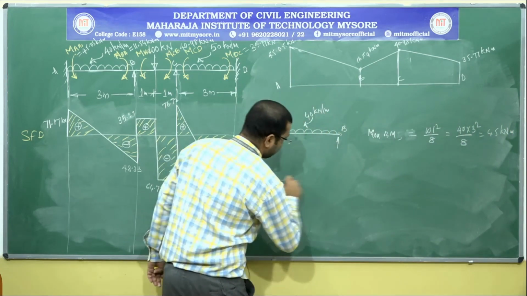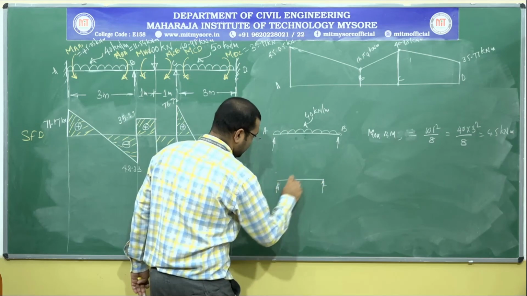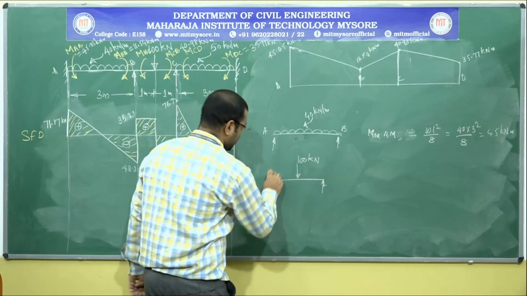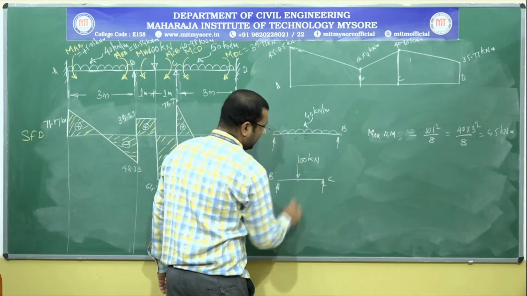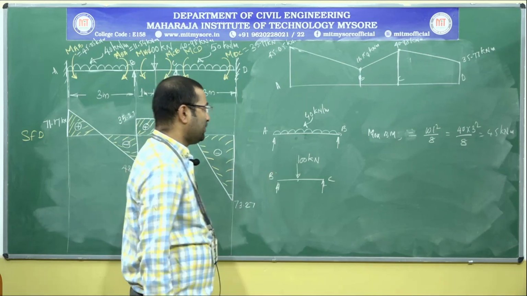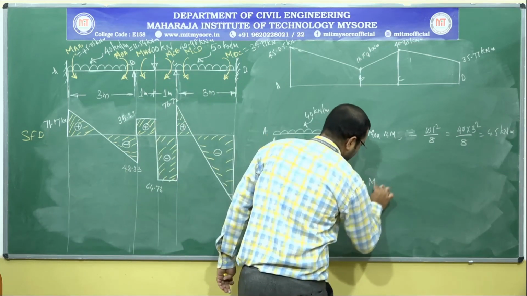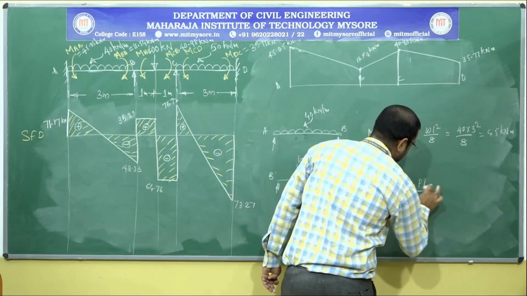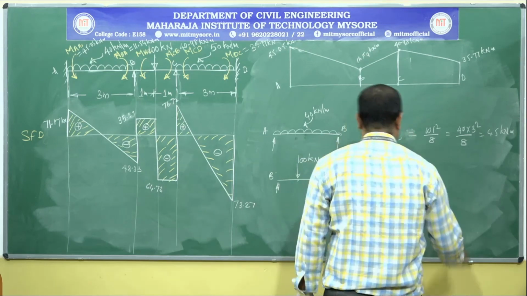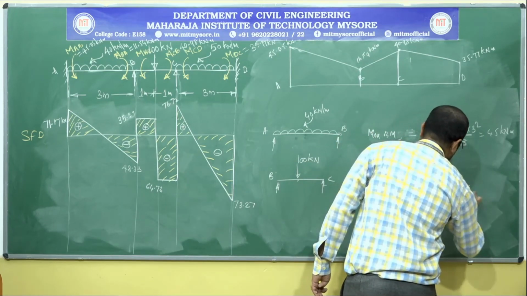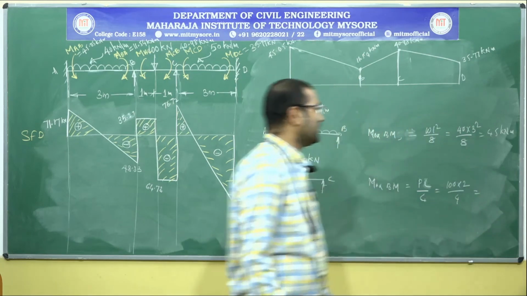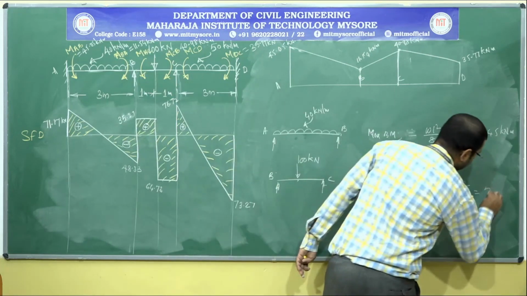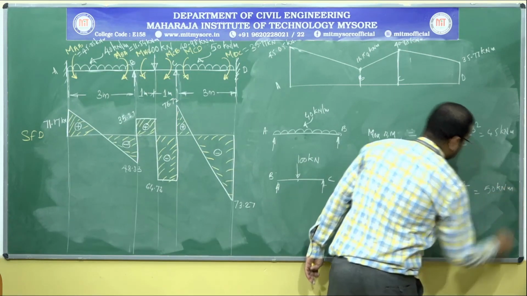Similarly, for the second span, if I treat both the ends as simply supported, for span BC, the maximum bending moment will obviously be under the point load. So if I calculate that maximum bending moment, it is PL by 4. P is nothing but the concentrated load, so it is 100 into L is 2 divided by 4. So this is about 50 kilonewton meter.